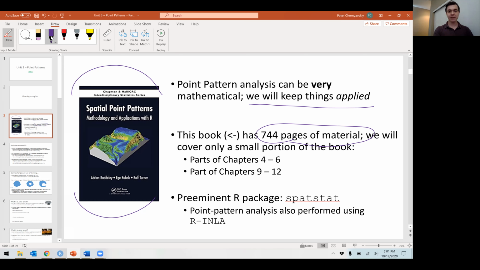So 744 pages, of course, I'm not going to cover that in the week or two that we'll be talking about point patterns. I will just try to make you dangerous, to introduce you to the material, give you some practical tools, give you some code, and sort of set you off on your way. If this is the type of data that you analyze pretty often, I would strongly recommend purchasing this book.